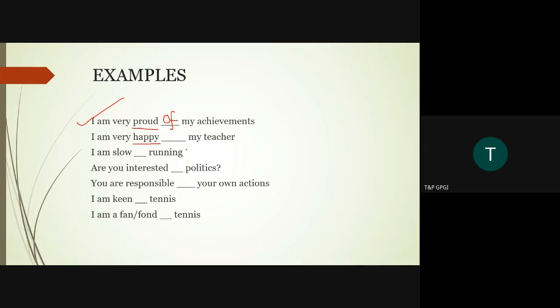Okay. So over here, what will come? Please pardon my handwriting. Okay, so I'm very happy with my teacher. I hope you all are.